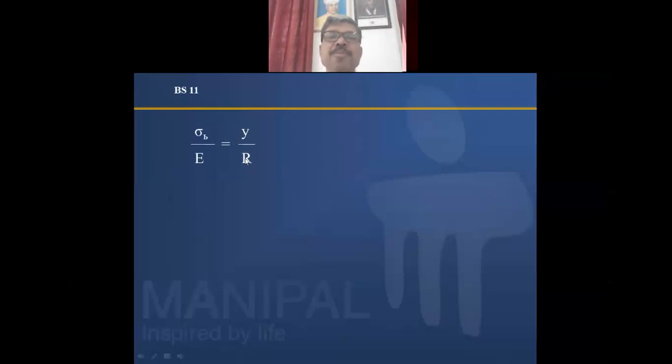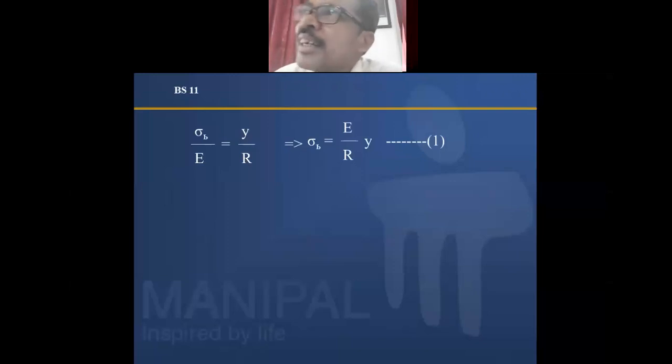If I am interested to find out now sigma b, the bending stress, at top and bottom. If I have the value of E, the value of R, and the values of Y bottom and Y top, then simply I will get sigma bottom and sigma top. Here sigma B is nothing but the bending stress. If you take Y bottom, you get the stress at bottom. If you take Y top, you get the stress at top.